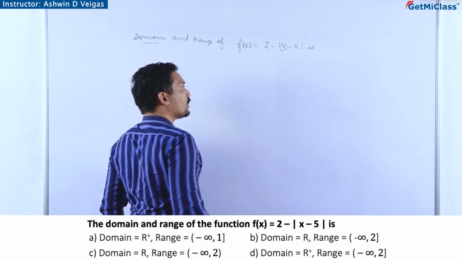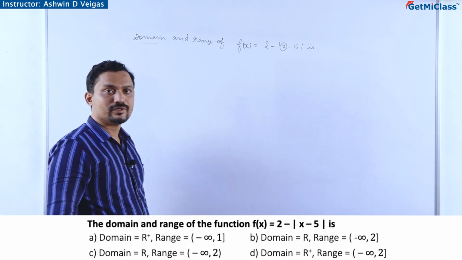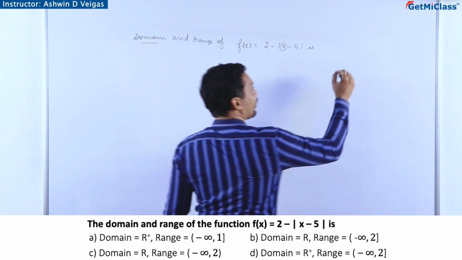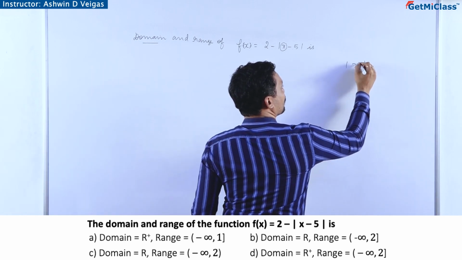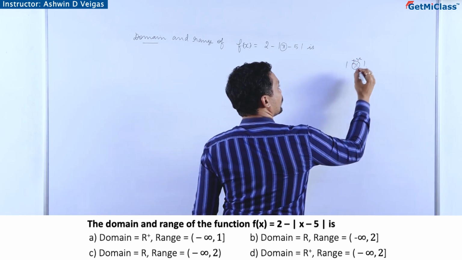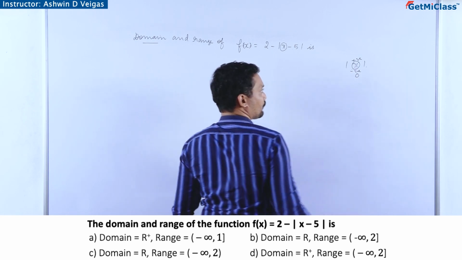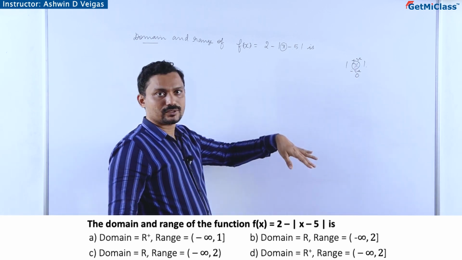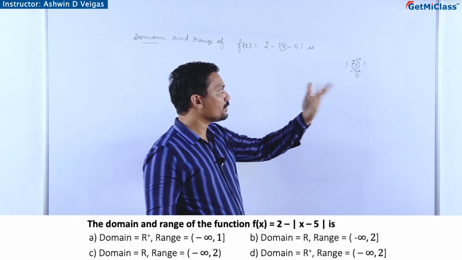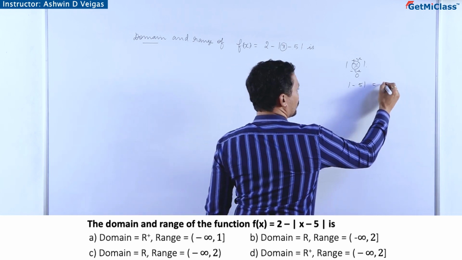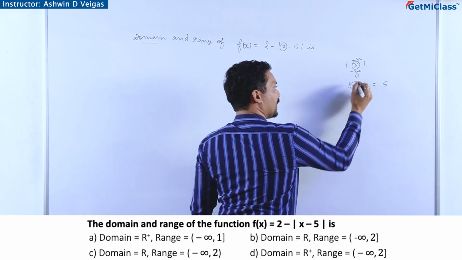So, what values can you put for x? We know mod accepts any value. So, whenever we have mod x, you can put x any positive value, you can put x any negative value, you can put x 0, but only the output will be positive. So, that's it. Input can be anything. So, you can talk about mod of minus 5. Output will be positive, but input can be anything.